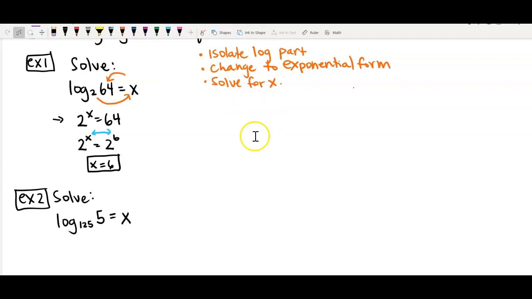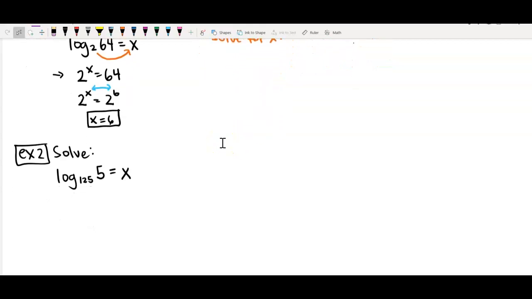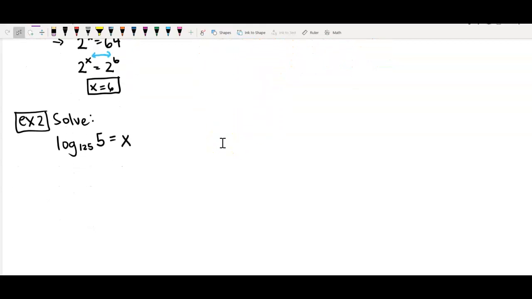Okay, this one gets a little bit tricky, so let's look at it. See if you started off the right way, though. The log part is already by itself, so that means we're going to change it to exponential form. So 125 raised to the x power equals 5. That's what you should have for your next step there.